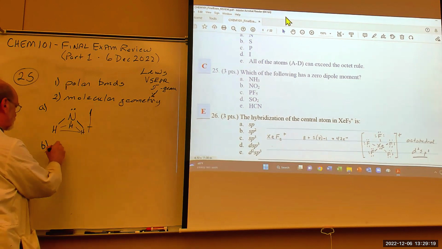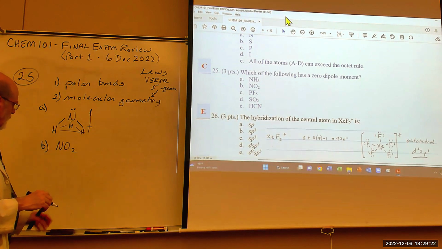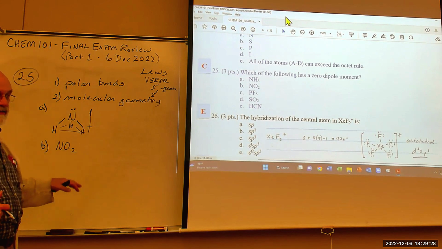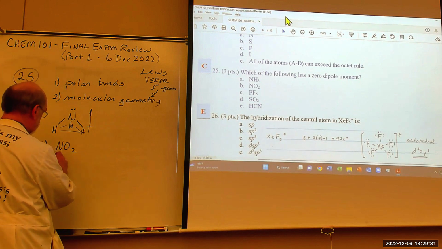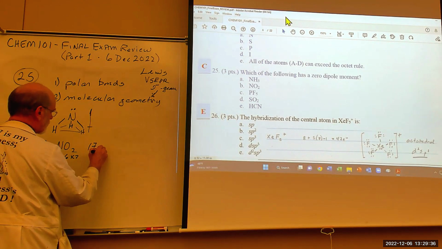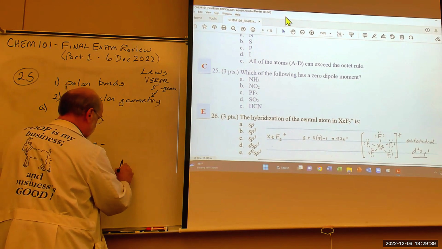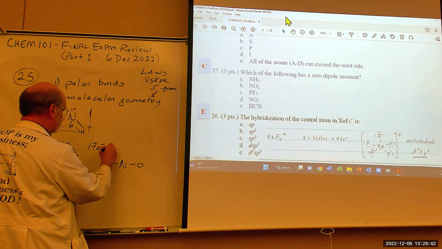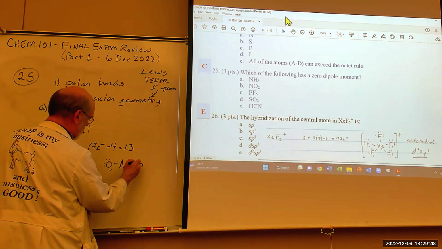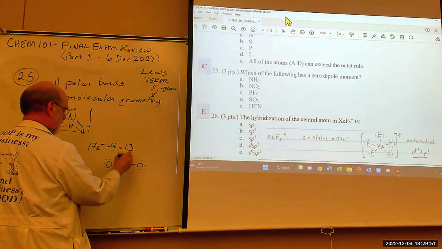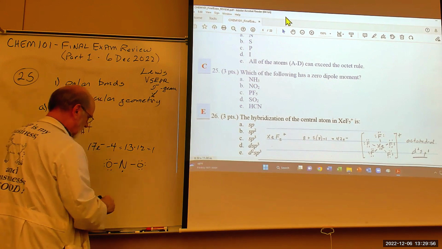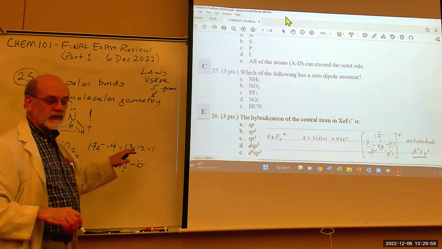How about NO2? Well, let's do this one. Valence electrons. So nitrogen has 5 valence electrons. Oxygen has 6 times 2, so that's 12 plus 5 is 17. 17 electrons. Nitrogen, oxygen, oxygen, 2, 4. That means we have 13 left over. 2, 4, 6, 8, 10, 12. So we have 1 left over. It has to go on the nitrogen. So that means it's going to be 1, 2, 3 trigonal planar.